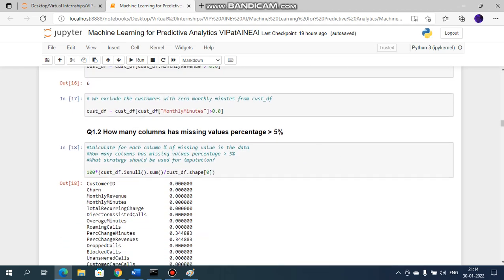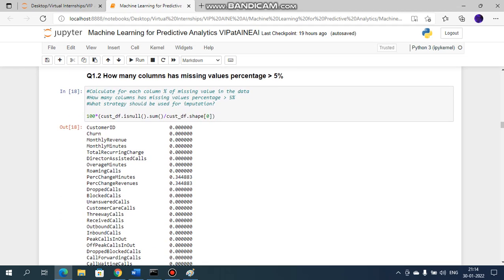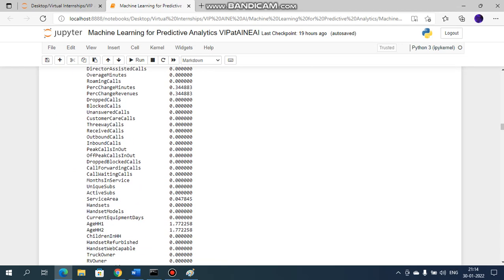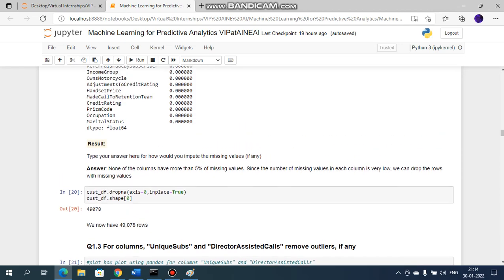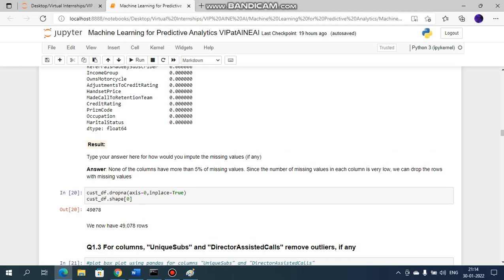Next, we calculate the percentage of missing values in each column. This is done by calculating the number of missing values, dividing it by the total number of rows, and multiplying it by 100. As you can see, the highest percentage of missing values is around 1.7%. So to answer this question, since all of the columns have less than 5% missing values, we can drop the rows with missing values. So we do this using the drop_NA function.